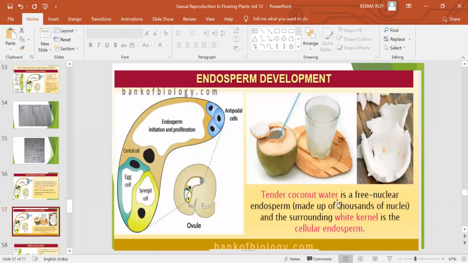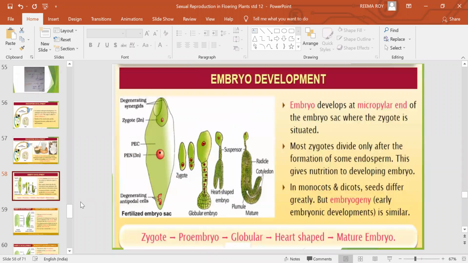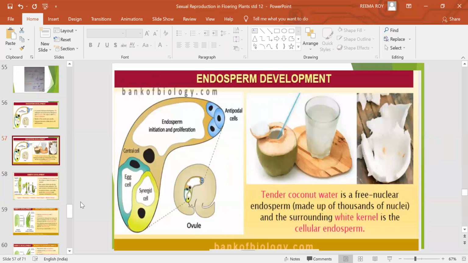And tender coconut water is a free nuclear endosperm made up of thousands of nuclei, and the surrounding white kernel, ये जो है, is the cellular endosperm. So this is the nuclear endosperm, जो पानी है nuclear endosperm. This is the cellular endosperm. Great, enough understanding? Yes. Great.